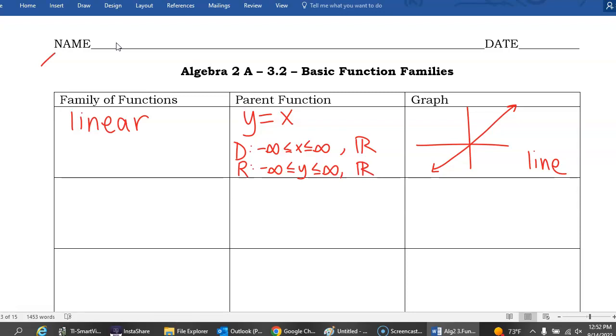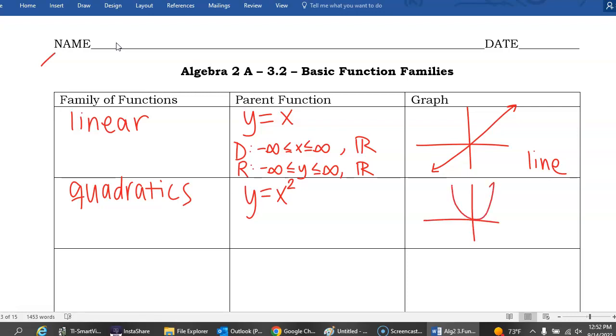The next family I want to talk about is quadratics. Now, depending on how much algebra you've taken, that may or may not be familiar to you, but the quadratic parent function is y equals x raised to the power of 2. The shape of that graph then is a U-shaped graph, and that is called a parabola.